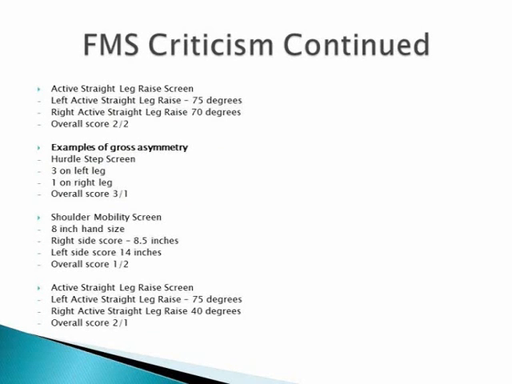Now examples of gross asymmetry will be, again let's go with the hurdle step, the shoulder mobility and active straight leg raise. So on the hurdle step they're 3 on one leg and 1 on the other, they're 3 on the left leg and 1 on the right leg. Overall score a 3-1. Shoulder mobility, the right scores 8.5 inches, the left scores 14 inches. That's gross asymmetry. Active straight leg raise, one leg goes to 75 degrees, the other goes only to 40 degrees. That's gross asymmetry. So again, the functional movement screen does not say that we need to be symmetrical. It just doesn't want us to have gross asymmetry. It allows for proportional asymmetry.